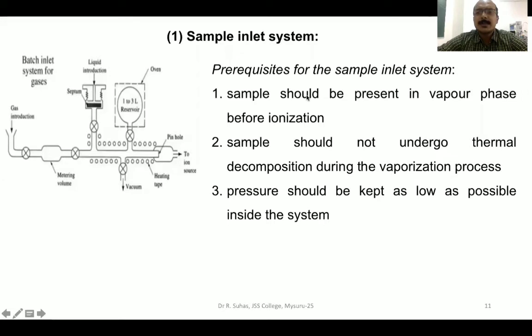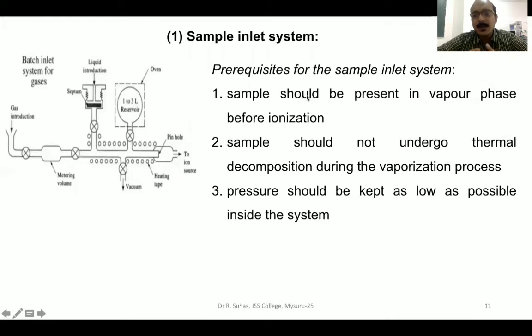The sample should be present in the vapor phase before ionization. So whatever sample you have, whether solid, liquid, or gas, it has to be vaporized first and converted into the vapor phase. Vaporization means it is just heating. If your sample is thermolabile, that means if it undergoes decomposition at the first step itself, then the sample cannot be used for mass spectrometry. So the sample should not undergo thermal decomposition during the vaporization process.